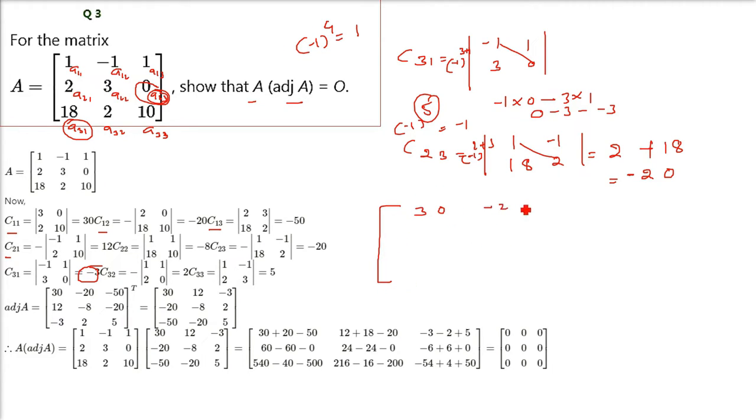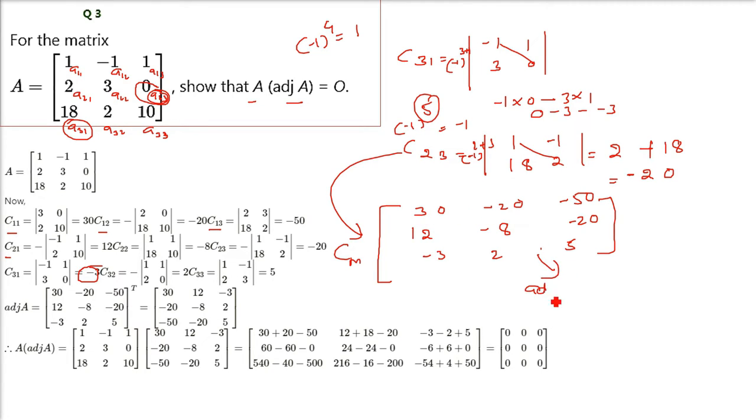So finally you will arrive at this matrix. This is still not adjoint, okay? I'm writing that matrix just to let you know that this is the cofactor matrix. Now you have to take the transpose of this matrix. That is, row you have to make the column, and column you have to make the row. Then only adjoint A will come.